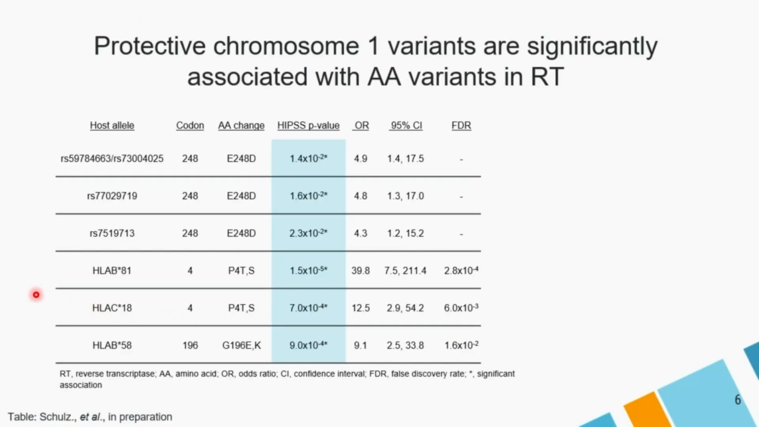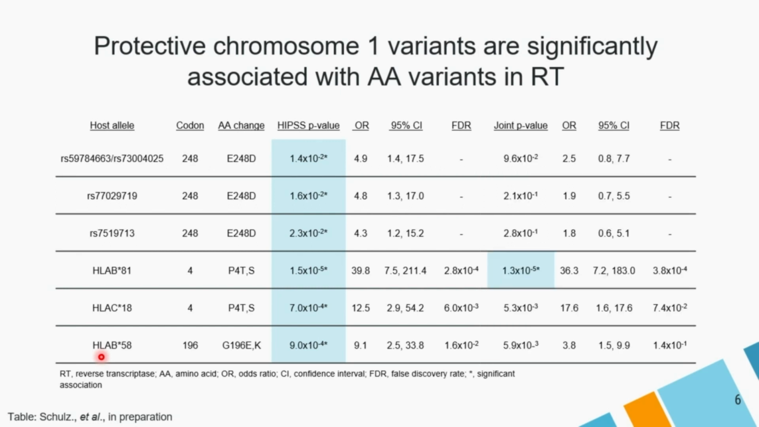So we first acquired the data for the HIPS cohort, and so this served as our discovery cohort. And what we found was that all 4 of the protective chromosome 1 SNPs that we selected for testing were significantly associated with an amino acid change in reverse transcriptase 248. We also found that there were 3 HLA alleles that were significantly associated with amino acid changes in reverse transcriptase. We did not have any significant changes for protease.